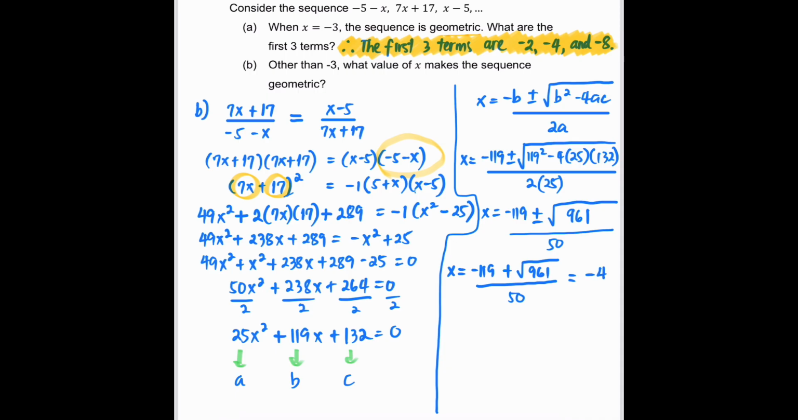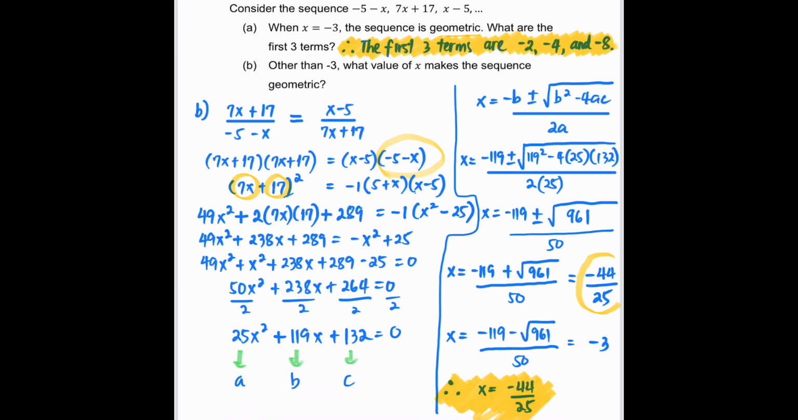-44 over 25. And for the next value, this must be -3. So -119 minus square root of 961 divided by 50. So we just separated the plus minus over here. Good. Yeah, it's -3, which was already mentioned in question number 2a, right? Therefore, the answer that we're looking for is this one.